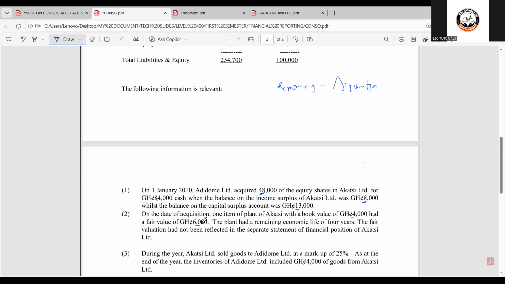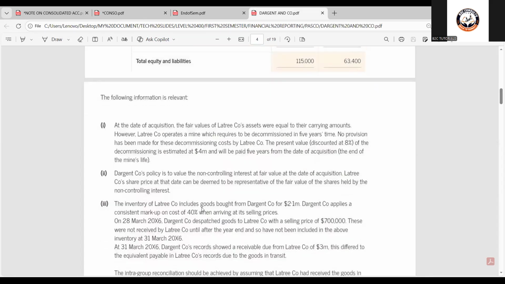Some questions will tell you the book value was 4,000 but was adjusted by 2,000. So they have already given you the adjustment. Questions will give you the current value, which is the book value, and the fair value to find the fair value adjustment. Other questions will give you the current value and intentionally give you the adjustment to see if students would really apply. I think you'd see some in some questions. Let's focus on this one.